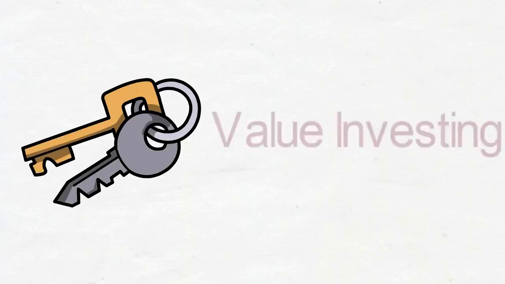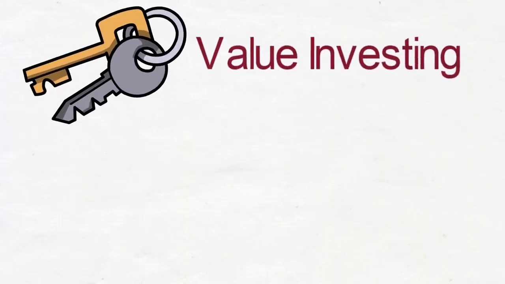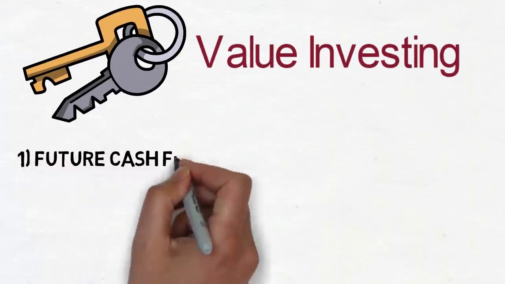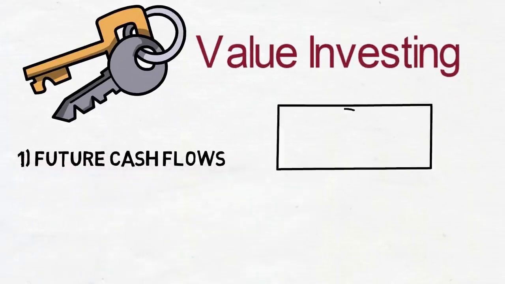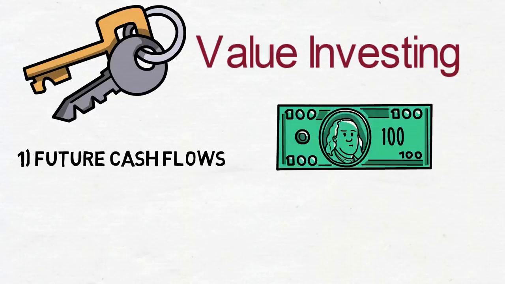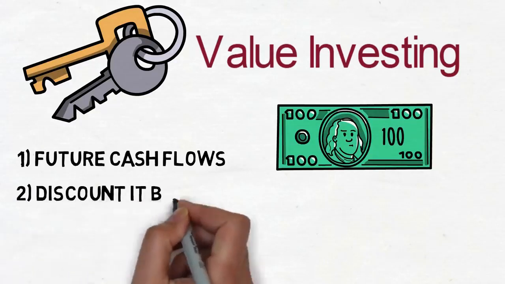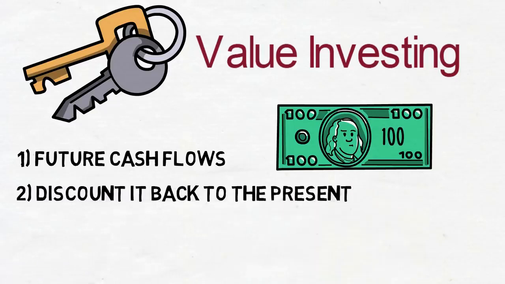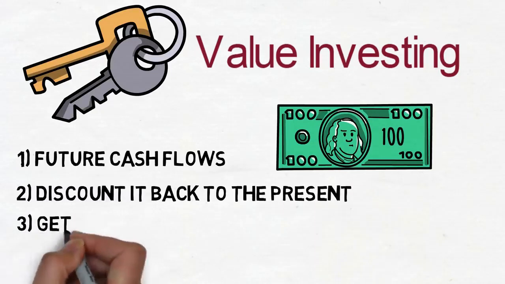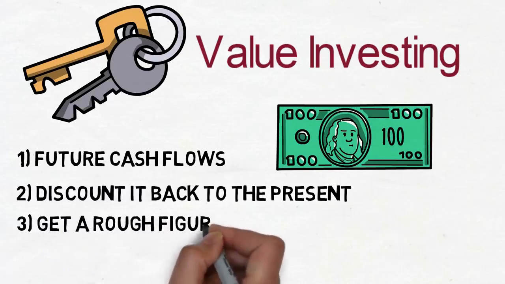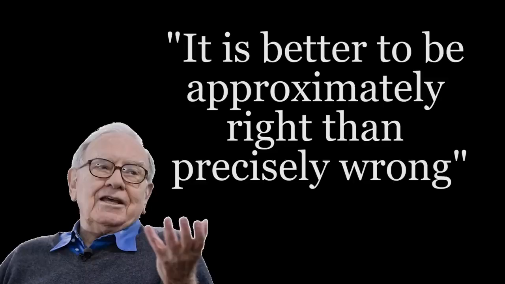So, there you have it. Those are the key things that you need to focus on when determining the intrinsic value of a business. Focus on the future cash flows of the business that you are buying. How much money will this business earn for you in the future? And then work out how much those earnings, that cash flow, are worth to you today. You don't need to get an exact number, just get a ballpark figure. As Warren Buffett famously quoted, it is better to be approximately right than precisely wrong.